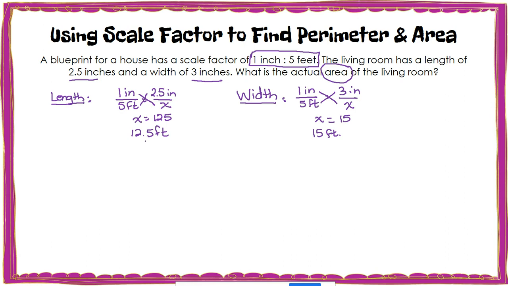Now that I know the length of the living room and the width of the living room, I can use those to find the area. To find area, I'm going to use my formula area equals length times width, or base times height. And I'm just going to plug in what I know. My length is 12.5 and my width is 15. So I'm going to multiply 12.5 times 15, and now I'm going to get an area of 187.5. And because my living room is measured in feet, I'm going to say feet squared.